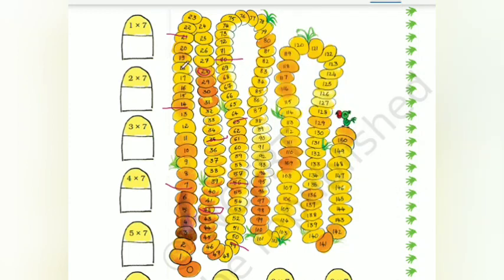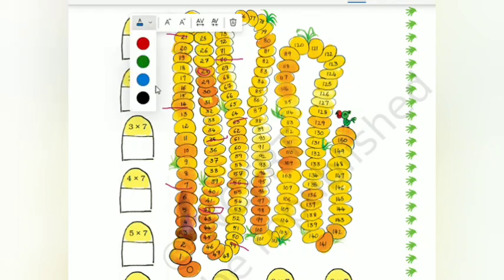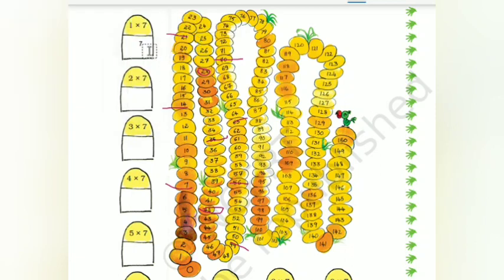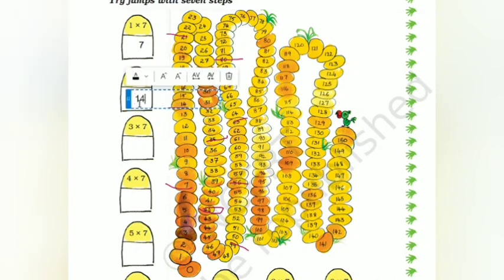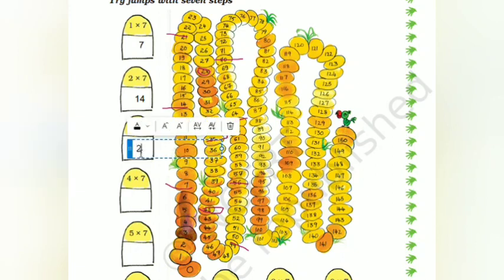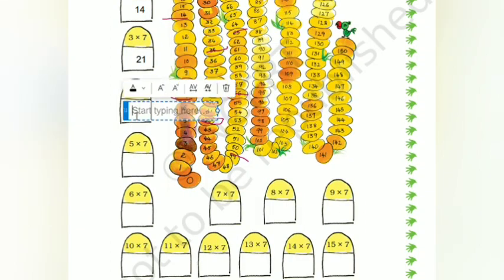Okay, so we can write here. 7 into 1, what we got? We got the answer as 7. Then next step. The second time it reached 14. That is 2 into 7, that is equal to 14. In the third time it reached 21. That is 3 into 7, that is equal to 21. In the fourth time it reached 28. So 4 into 7, that is equal to 28. In the fifth time it reached 35.